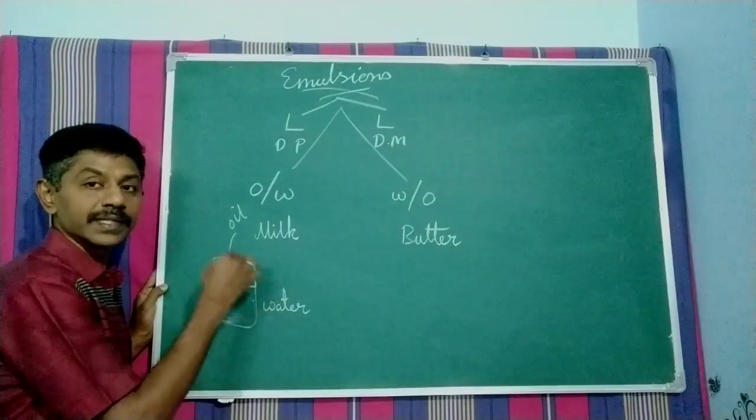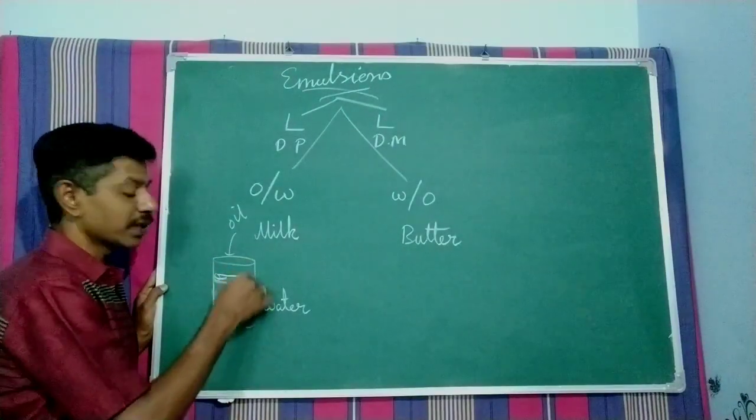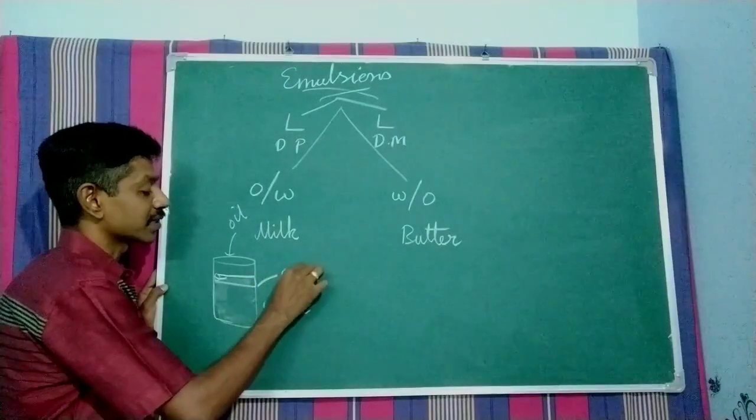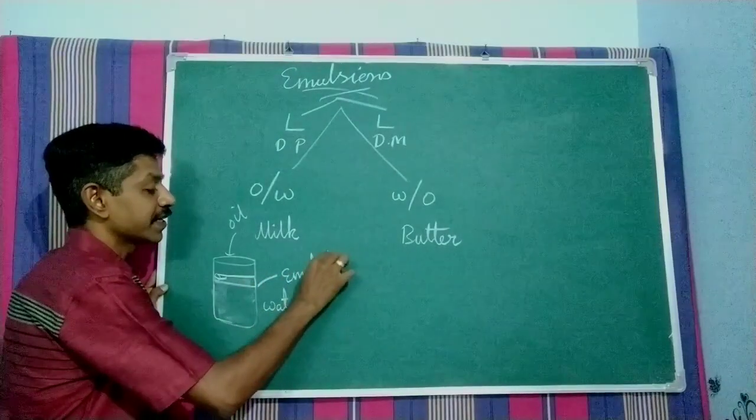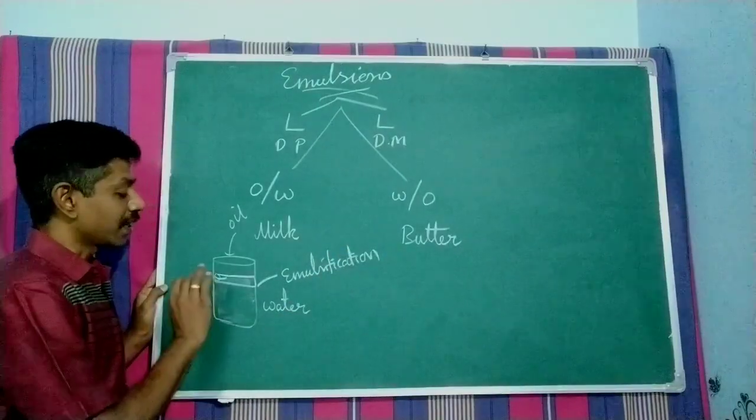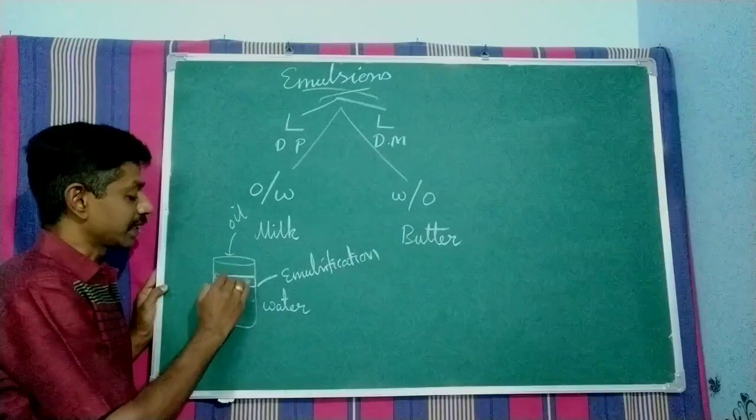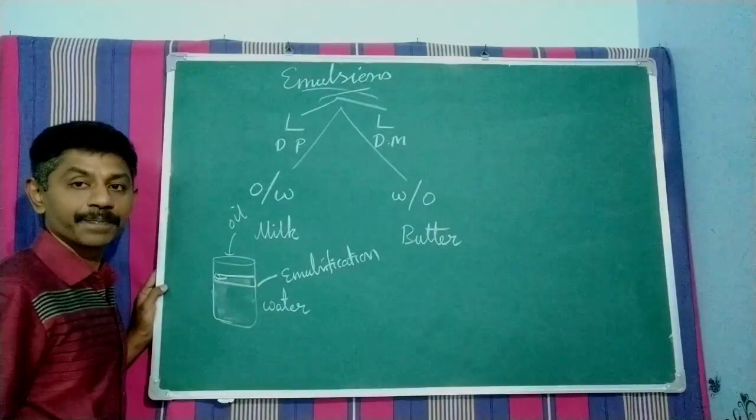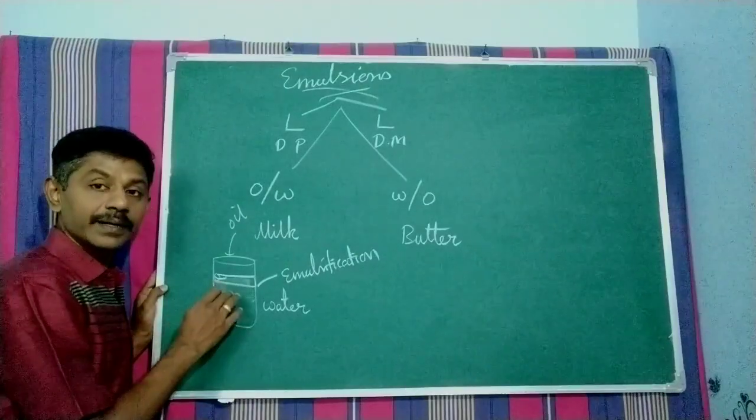You can't mix them easily. Then how to do that process of mixing? They use a term called emulsification process. That means converting an immiscible condition of two liquids into miscible form. So we require a mediator.